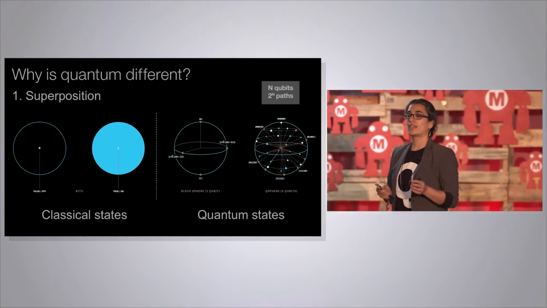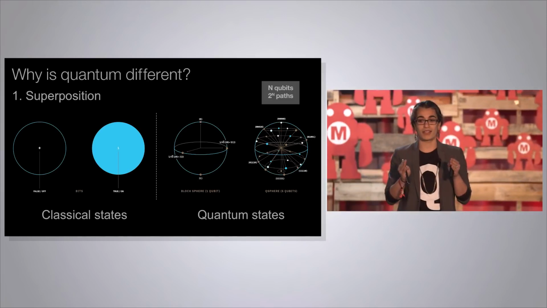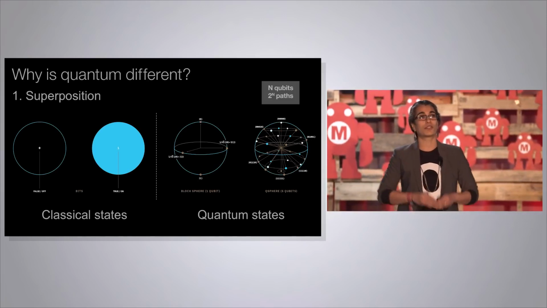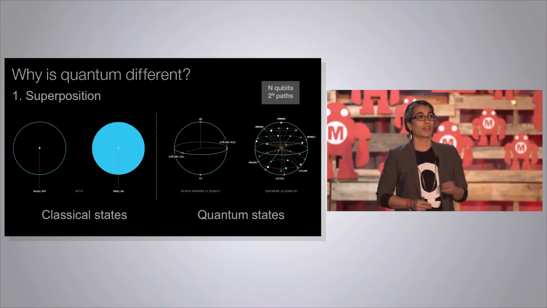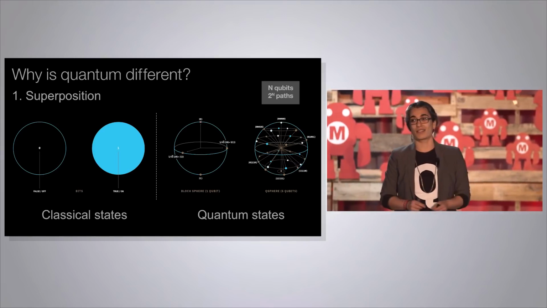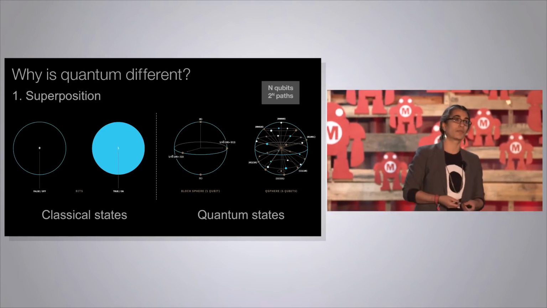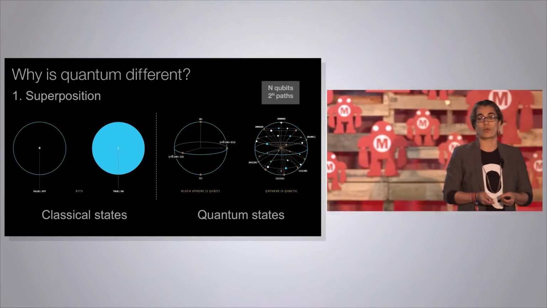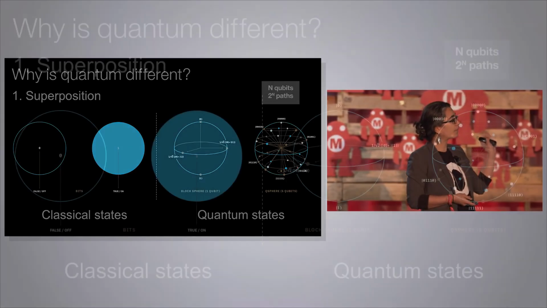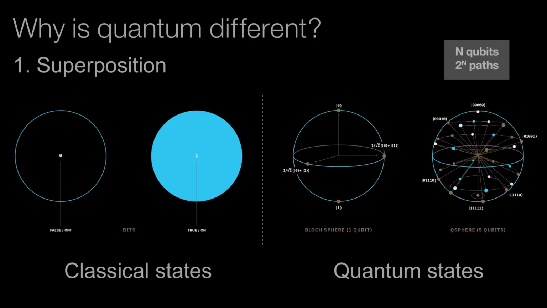If one qubit can be in a superposition of 2 states, then 2 qubits can be in a superposition of 4 states, and 3 qubits can be in a superposition of 8 states. So the possibility space you can explore is much more interesting and complex in quantum information. The diagram on the right is showing you a superposition of 5 qubits, so you can be in a superposition of 32 states. Superposition is the first thing.